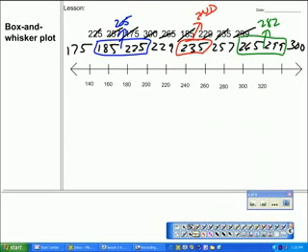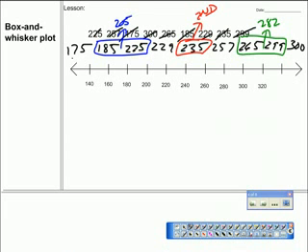What you'll do is graph these 3 points underneath the number line and create the box out of that. Then the whiskers are the lowest number and the highest number. And you put those points out there and draw lines to them. Here's how you do it.